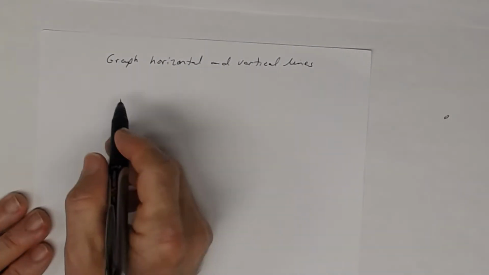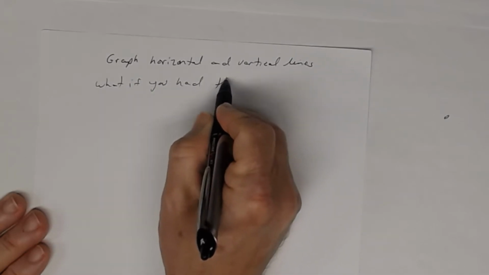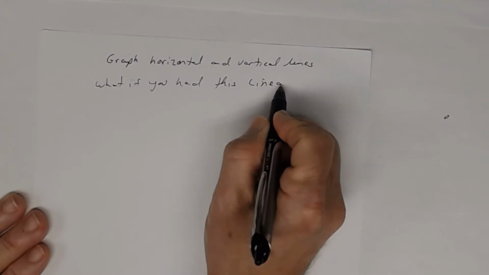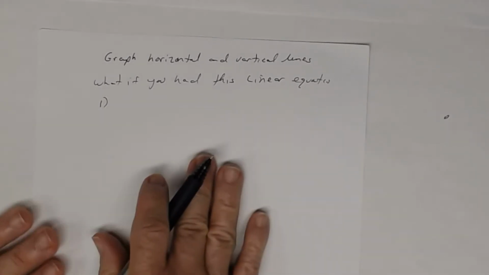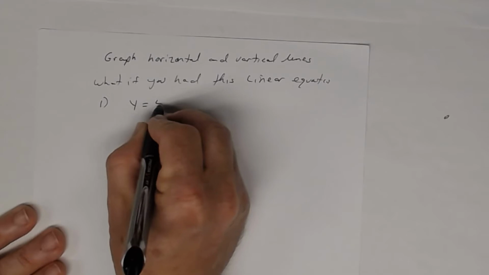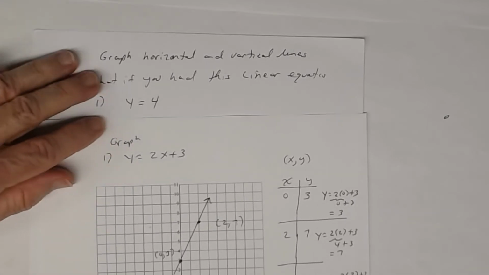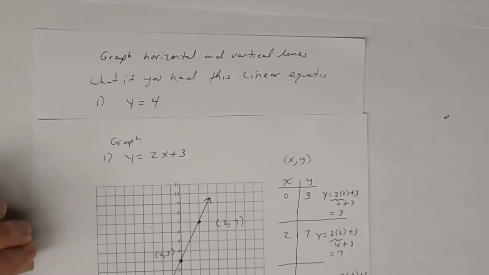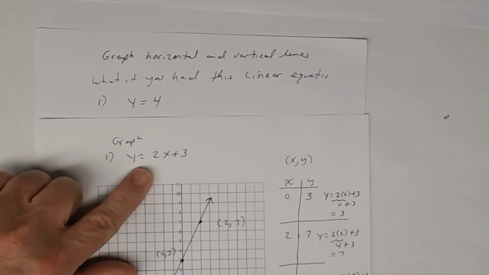What if you had this linear equation? Put this as number one: the linear equation is y equals, let's say, 4. I want you to notice the difference between what I just showed you and this one. They're both linear equations. What is the difference between y equals 4 and this equation?